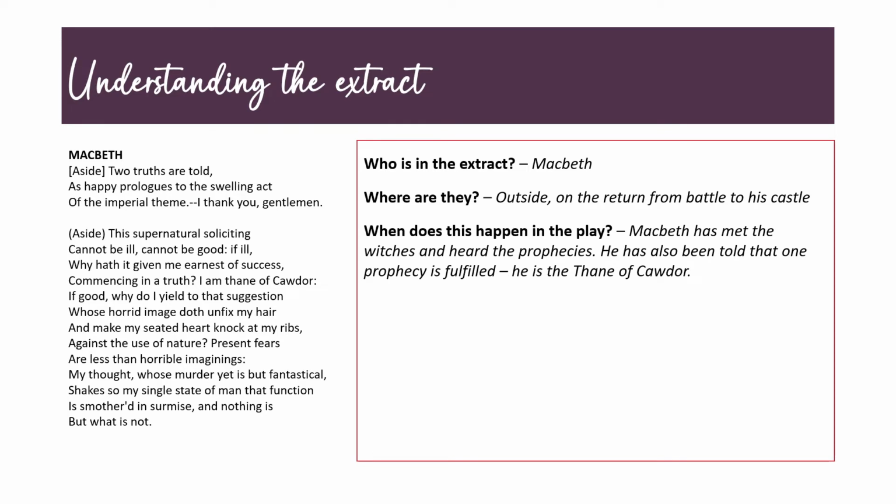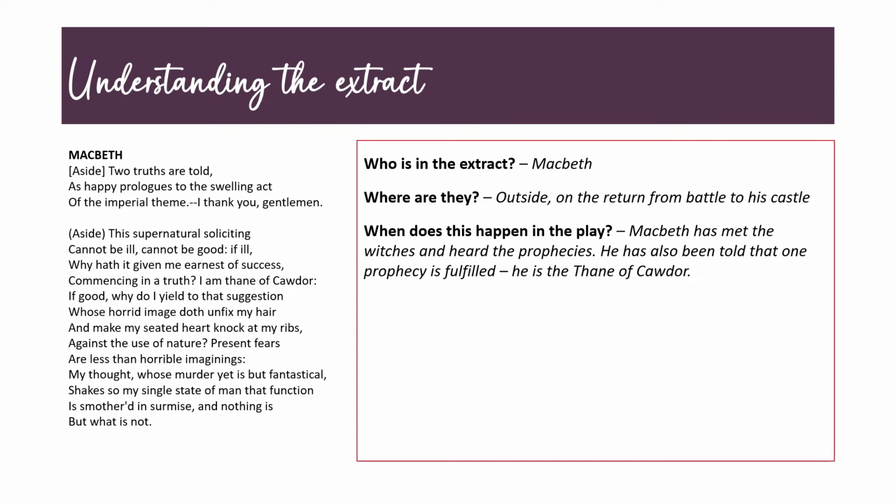So that little bit of contextual information you get at the top of the question is really important here, but also your knowledge of the whole text is really important too. So you need to know the narrative of this play inside out. So when does this particular scene happen? Well, Macbeth has met the witches, he's heard the prophecies, he's also been told that one prophecy is fulfilled. He has become the Thane of Cawdor. And because he knows that that prophecy has been fulfilled, he's starting to think in his mind, well, what if the other prophecy is true as well?